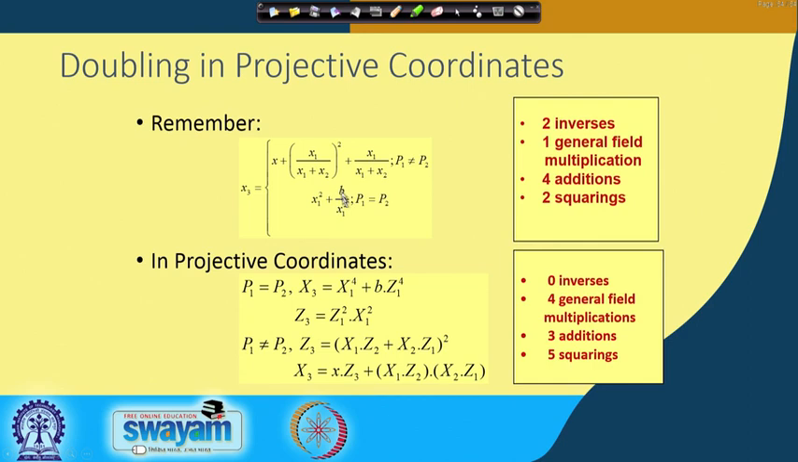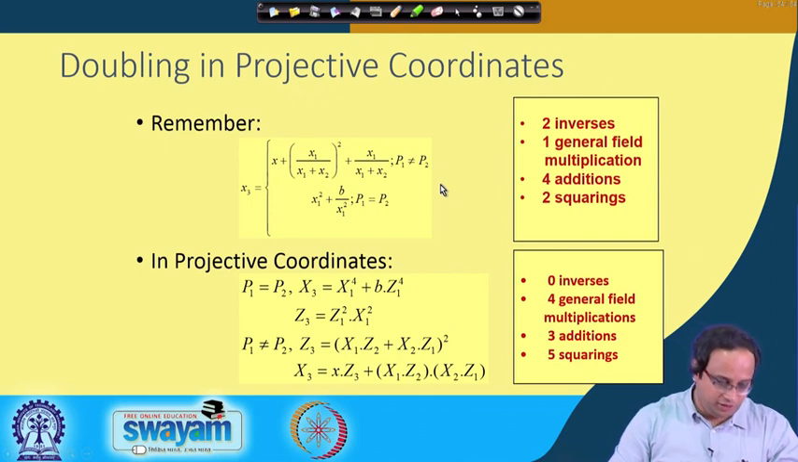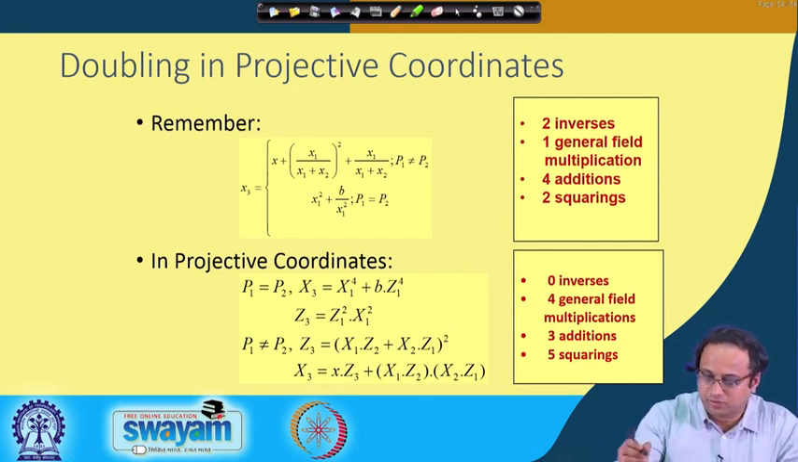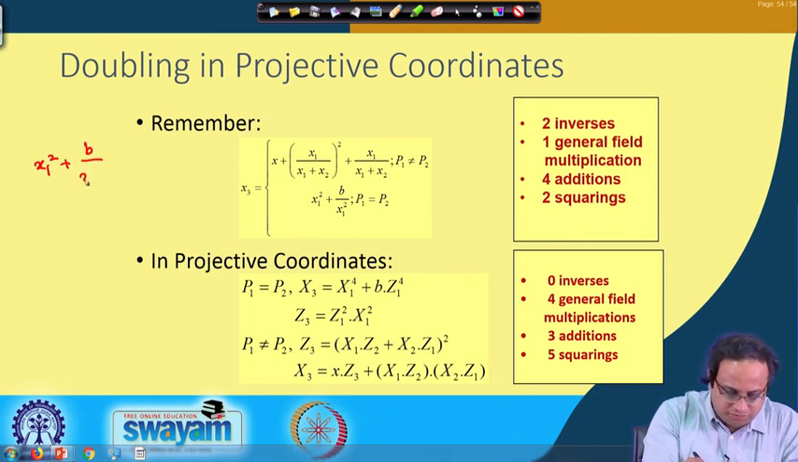You can easily see that if I want to do this computation, I need to do one inversion operation, because I have to calculate 1 by x1. So, now let us see how we can transform this into the projective coordinate system. The computation that is required to be performed is x1 squared plus b by x1 square.